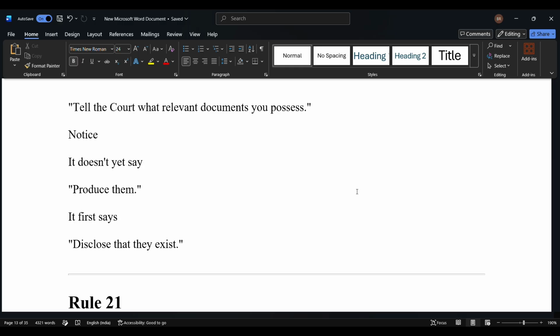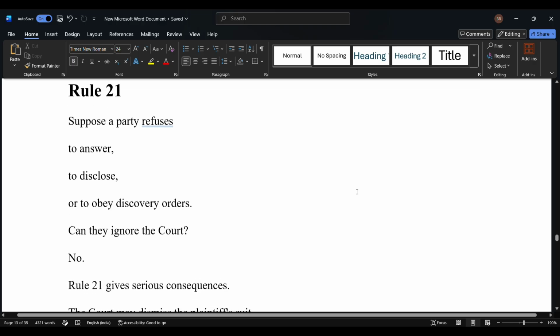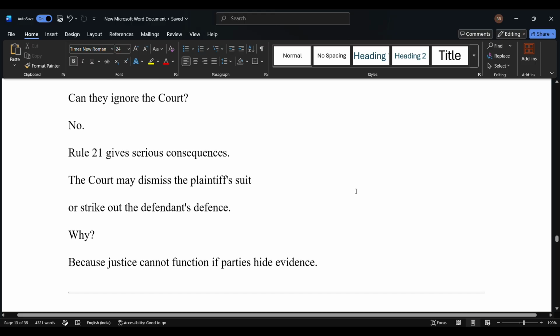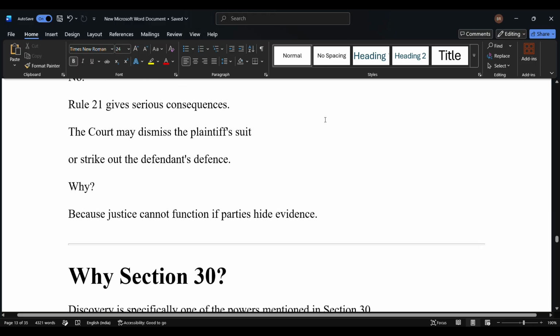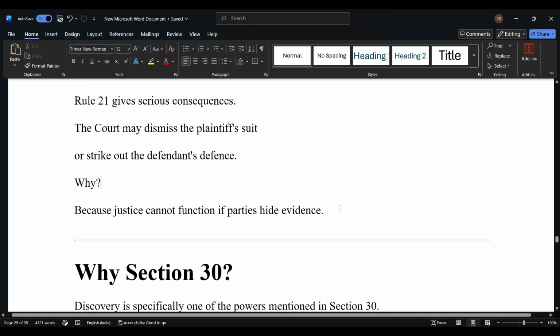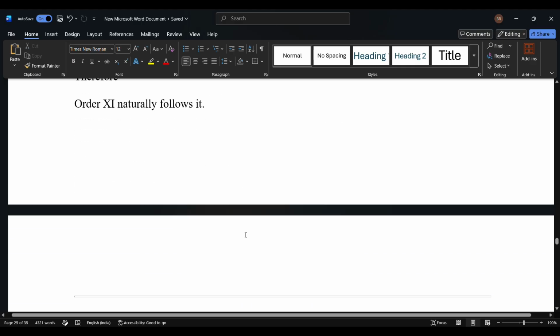Rule 21. Suppose a party refuses to answer, to disclose, or to obey discovery orders. Can they ignore the court? No. Rule 21 gives serious consequences. The court may dismiss the plaintiff's suit, or strike out the defendant's defense. Why? Because justice cannot function if parties hide evidence. Why Section 30? Discovery is specifically one of the powers mentioned in Section 30. Therefore, Order 11 naturally follows it.